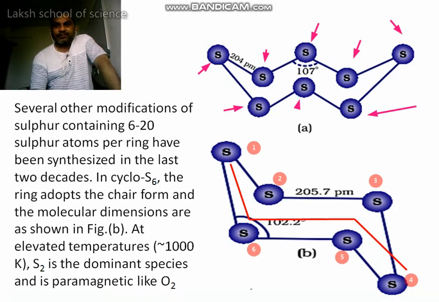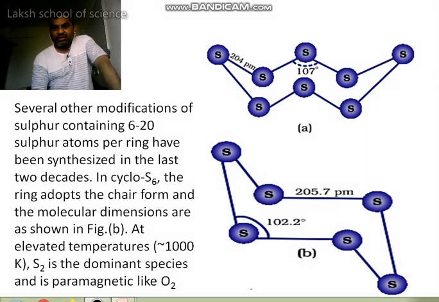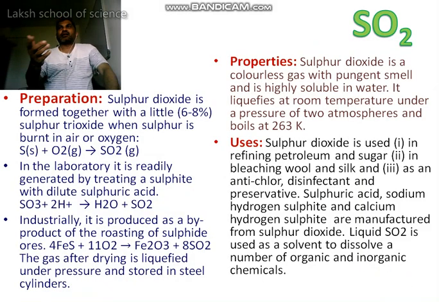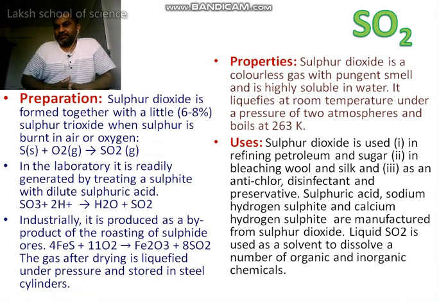Okay, at elevated temperature, 1000 Kelvin, S2 is the dominant species and it behaves like oxygen. It is paramagnetic. So when you heat above 1000 Kelvin temperature, it becomes S2. And whose behavior is it like? It is like oxygen, and it is paramagnetic. Paramagnetism with an even number of electrons we have discussed in the previous video. So hope that you understand about the structure of the sulfur.